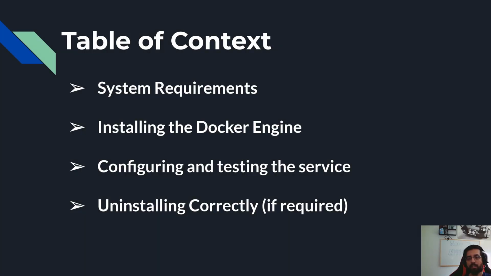Today we're gonna learn how to install Docker, and this is how we follow the steps. First we will see what the system requirements are and how to check them. Then the next step will be installing the Docker engine, which means installing the Docker server. After that we see how to configure it correctly and test if things are working fine. Also, we will learn, if we need to, how we can uninstall the Docker service correctly without causing any problems. So let's get started.